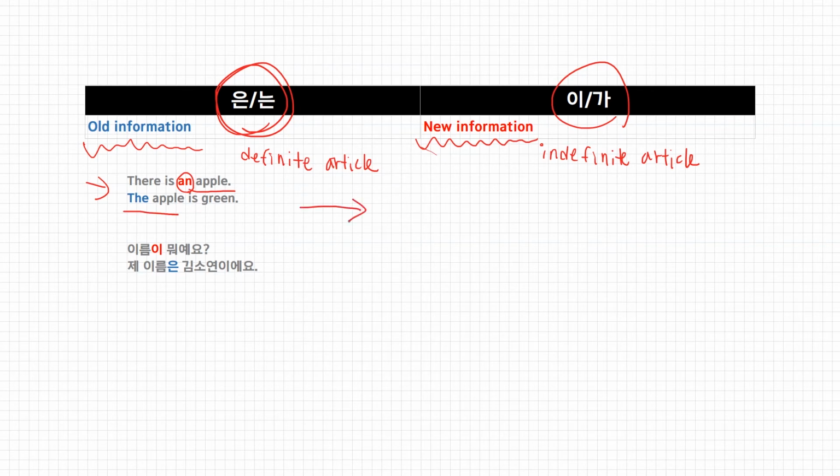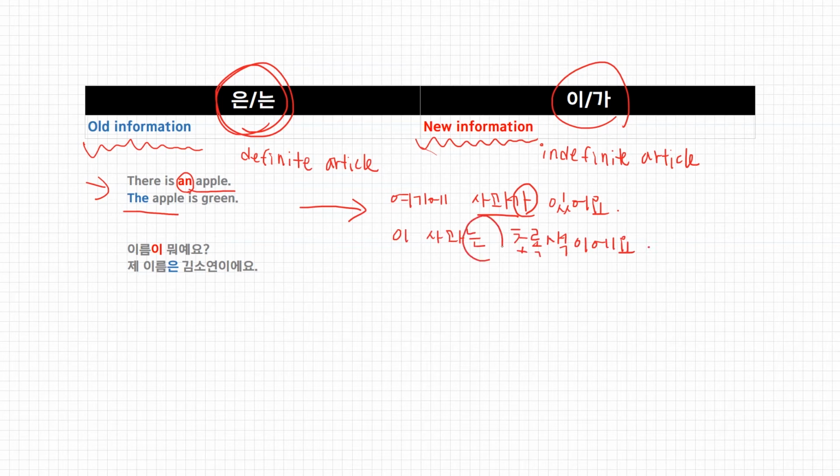So in Korean, it would be 여기에 사과가 있어요. 가 is used for the new information. 이 사과는 초록색이에요. 는 is used for the old information.